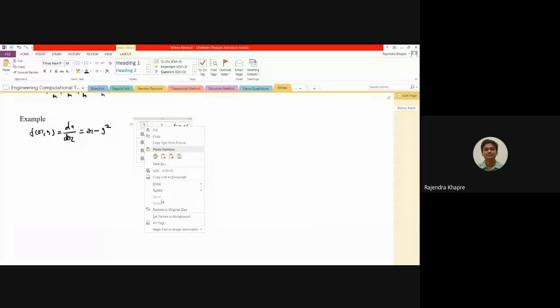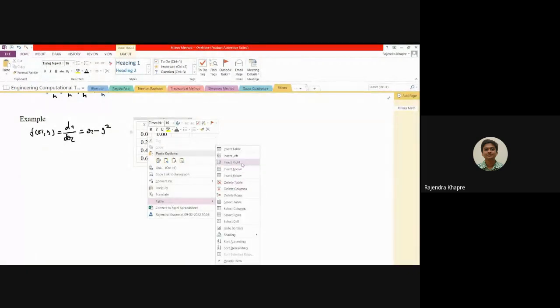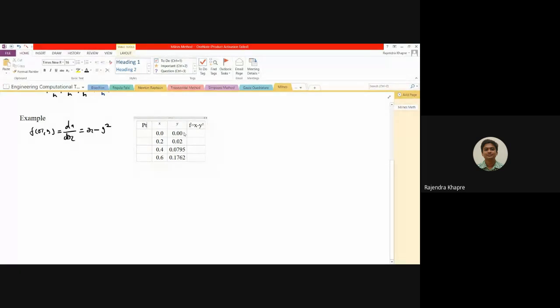Just a moment please. Table, insert to the left. So this is point number 0, point number 1, 2, 3. This is sufficient. The value here will be f of 0. f of 0 is nothing but x0 minus y0 square, so definitely this will be 0. Here the value will be f1, and this will be x1 minus y1 square, so this will be 0.2 minus 0.02 square.